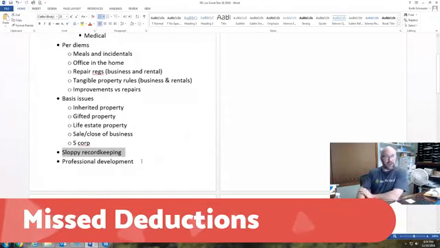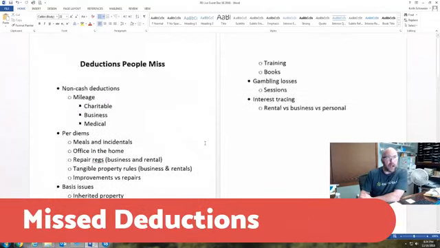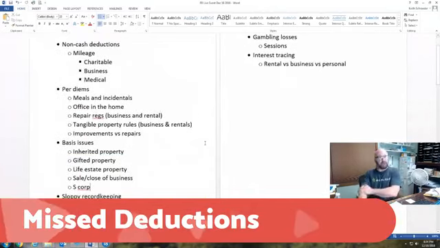And even if you are correct and deserve a deduction, you can lose it because your form was not in order. Professional development. This is one where I deduct a lot, and I see it being missed a lot.